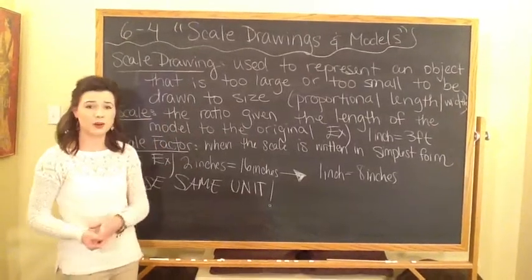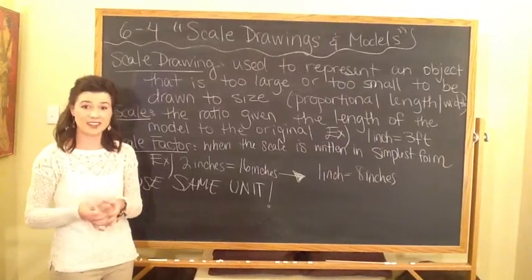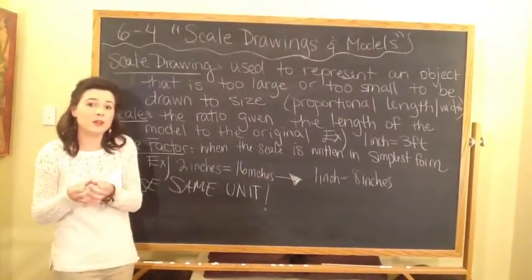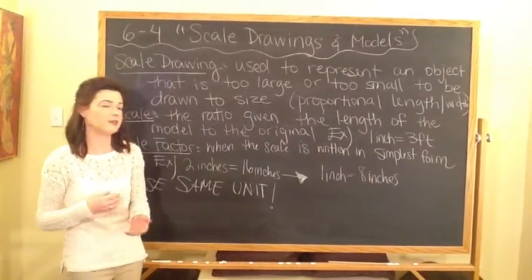Sometimes items are too small, like if you're drawing a diagram of a cell or of a germ that is really small and we can't even see, you're obviously going to have to blow it up so that we can see the different parts.